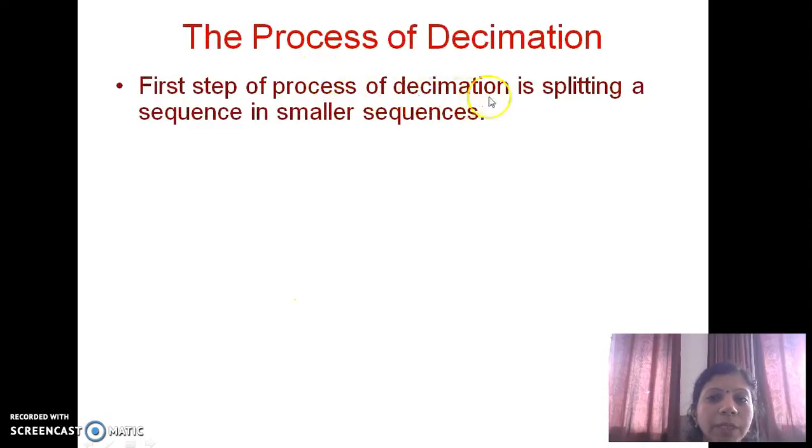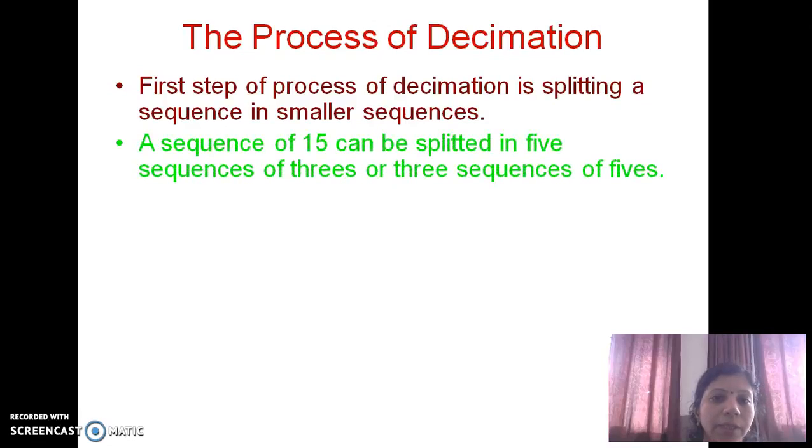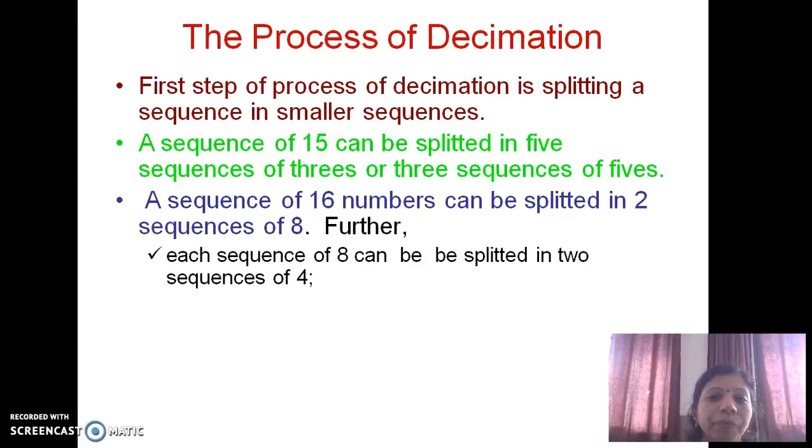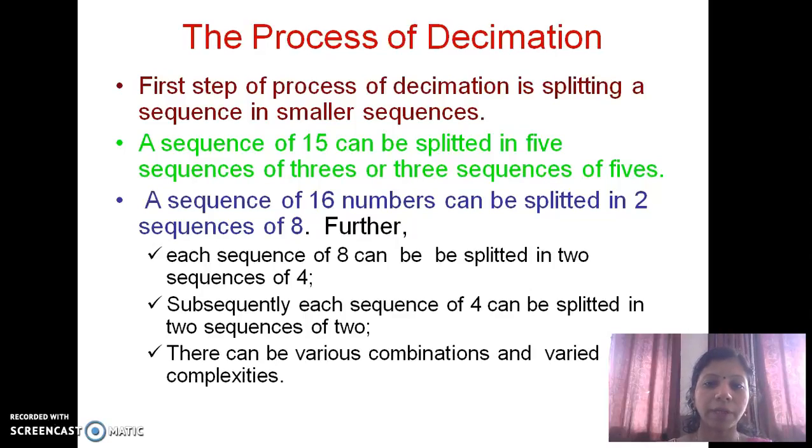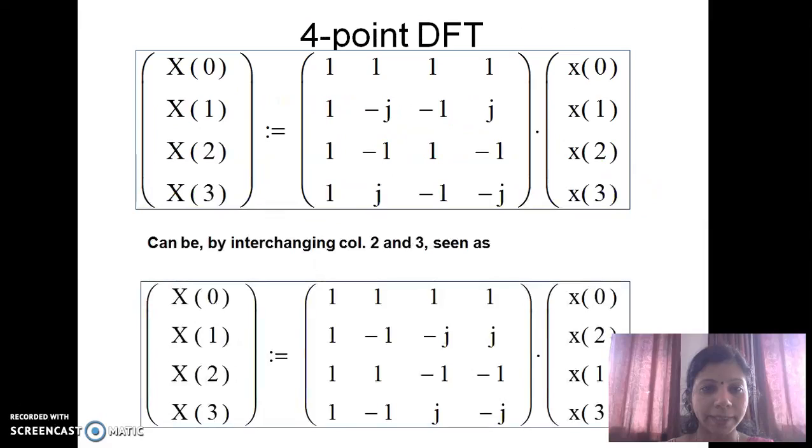The first step of the process of decimation is splitting a sequence into smaller sequences. So decimation means division of sequences. If you have a longer sequence, you first have to decimate it into smaller sequences. A sequence of 15 can be split into 5 sequences of 3 or 3 sequences of 5. A sequence of 8 can be split into 2 sequences of 4. There can be various combinations and varied complexities.